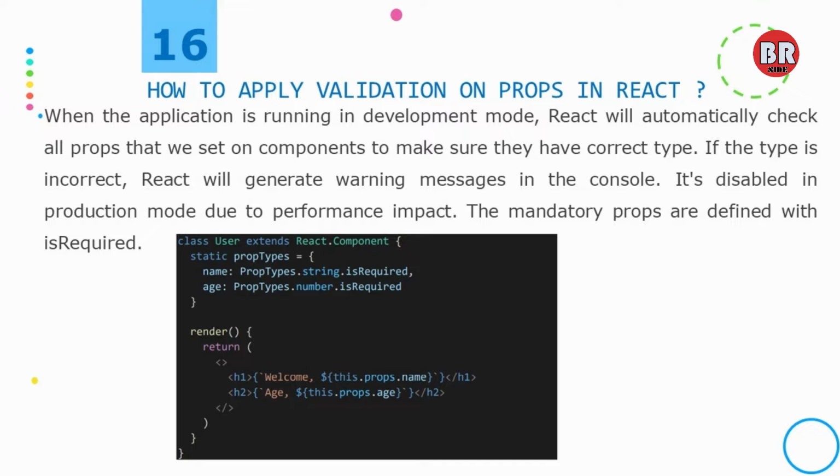How to apply validation on props in React. When the application is running in development mode, React will automatically check all props that we set on components to make sure they have correct type. If the type is incorrect, React will generate warning messages in the console. It's disabled in production mode due to performance impact. The mandatory props are defined with isRequired.